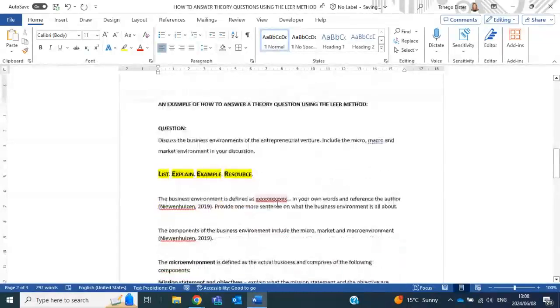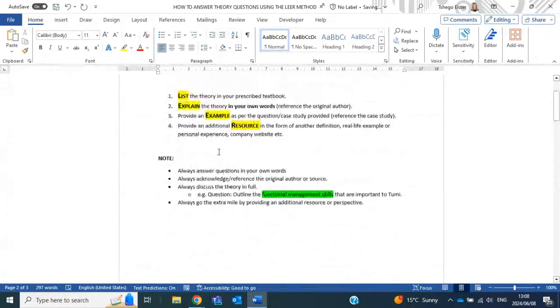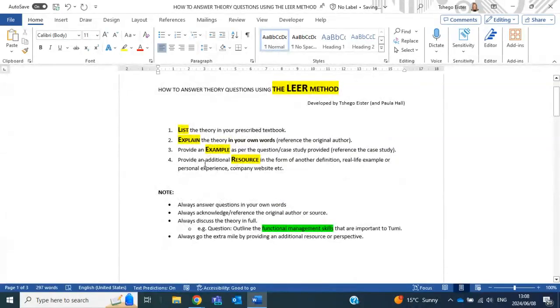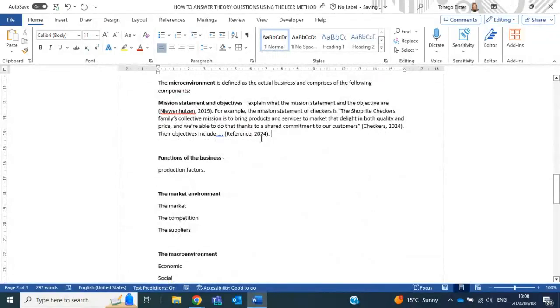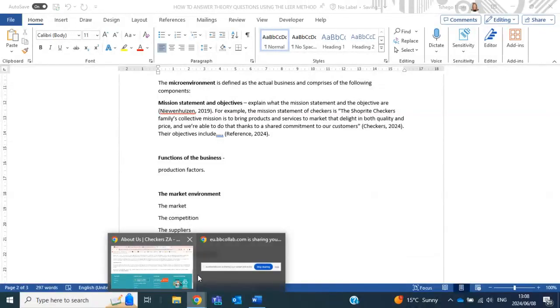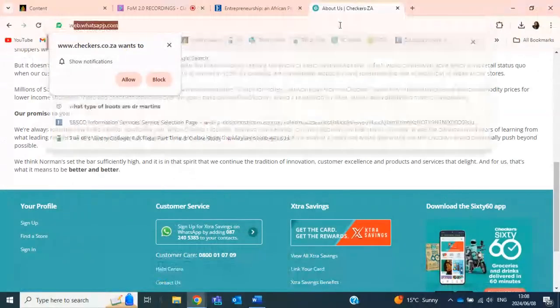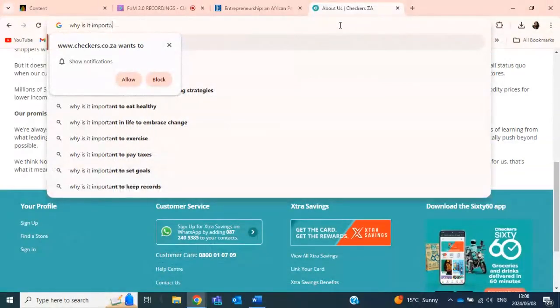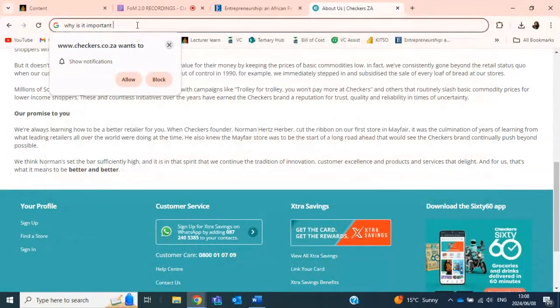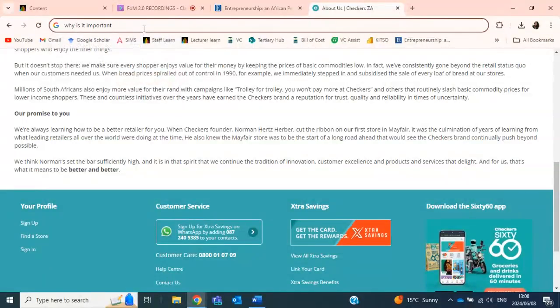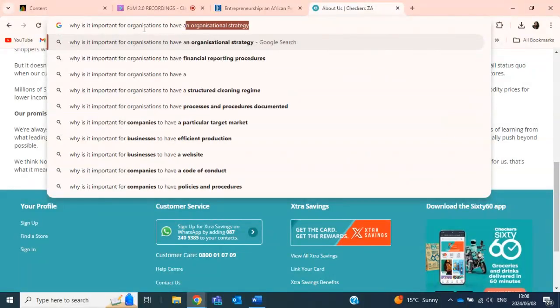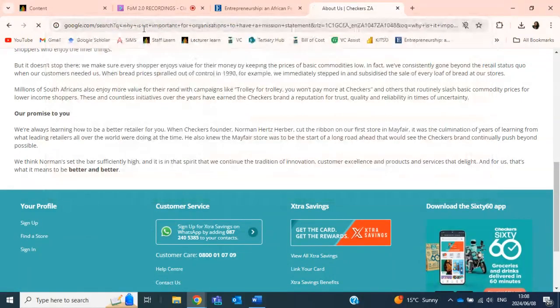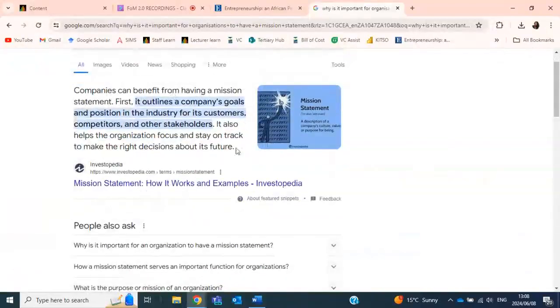And then, because now they're saying provide an additional resource. For example, with this one, what I'm thinking is an additional resource is, why is it important to have a mission statement? I would go ahead and Google something like that. So I would say, why is it important for organizations to have a mission statement? Right. So we see here Investopedia.